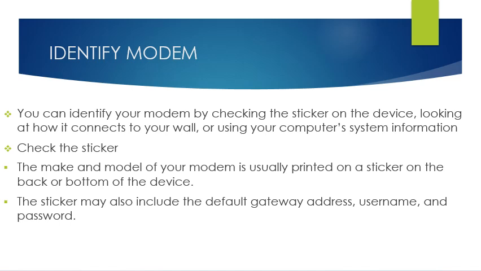You can also take the back of the device so that you'll be able to check the sticker and see whether there is an IP address. The make and model of your modem is usually printed on a sticker on the back or bottom of the device. So whenever you buy a modem, just check the back sticker. You'll be able to see where they attach the IP address of this modem so that you'll be able to use it. The sticker may also include the default gateway address, user and password.